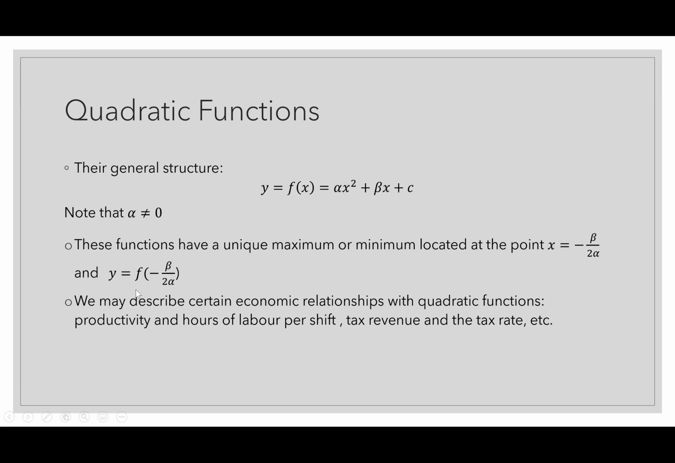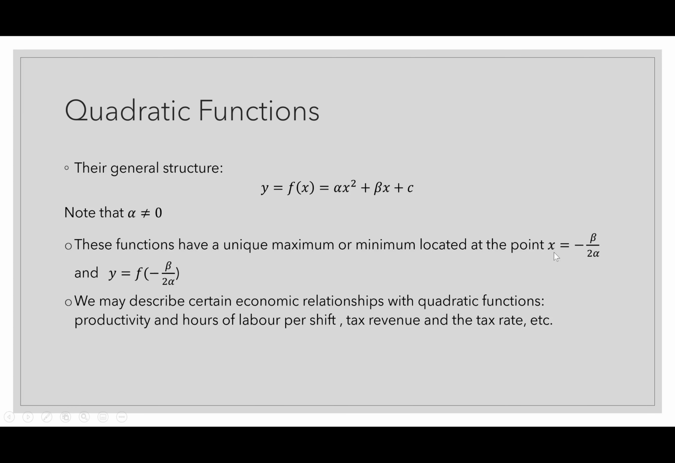Okay, and y is equal to the function evaluated at that value of x. So beta and alpha are given. In the function, these are parameters that are given, and therefore you just find this maximum with this very simple formula, and then you evaluate the function at that particular value of x, and then you obtain what is called the maximum or the minimum.